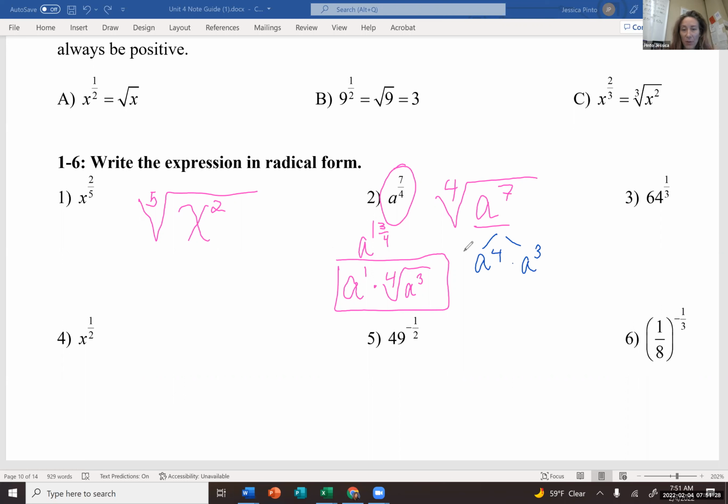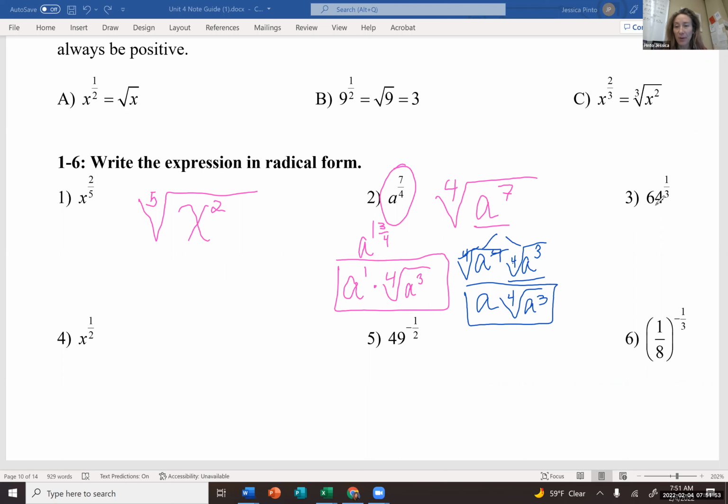And so when I have the fourth root of this, we see that the a to the fourth power and the fourth root cancel out. So that's going to be a. And then you do see that we still have the fourth root of a to the third left over. So you can see how these could get really complicated. But for now, let's just practice continuing to translate it and then evaluate it.